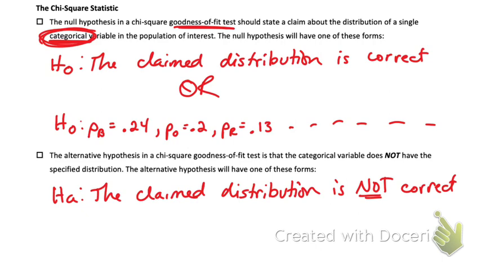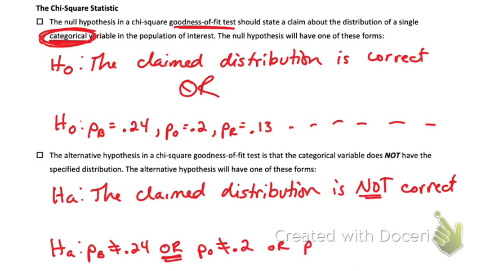Obviously, you could also say that the alternative is that P sub B does not equal 0.24, or P sub O does not equal 0.2, or P sub R does not equal 0.13, and so on. You could do that. In this situation, though, I do want you to notice that the claimed distribution not being correct means that any one of them could be wrong. Maybe just the blue and red are wrong, but everything else was right. But that's not what chi-squared is trying to do.